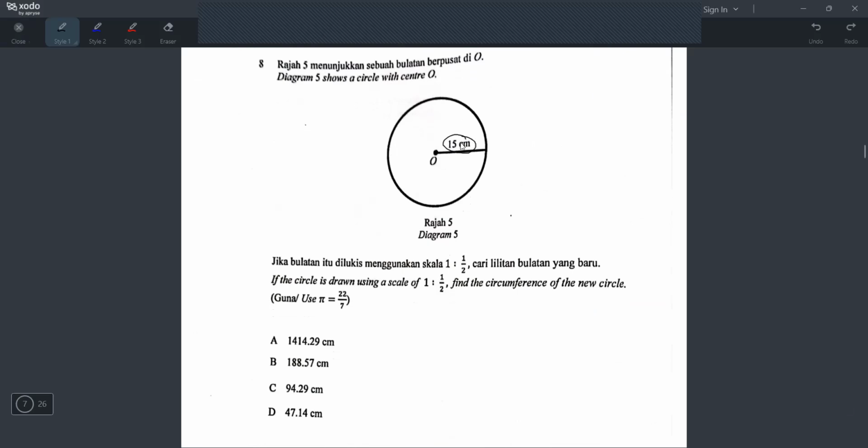Number 8, diagram 5 shows a circle with center O. Okay, they give some information. The radius is 15. This is the radius, 15. And then if the circle is drawn using a scale 1:1/2, find the circumference of the new circle. Use pi equals to 22/7.